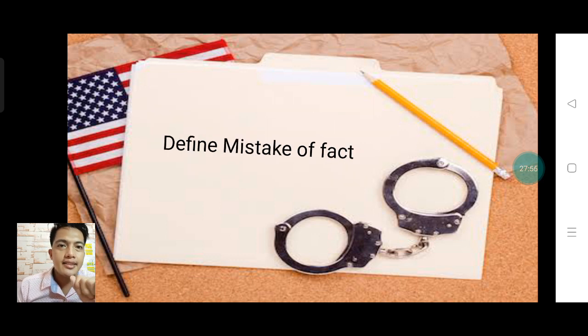Next, what is mistake of fact? But before we define mistake of fact, we should first distinguish mistake of fact from ignorance of the law, because you might be confused about the difference between ignorance of the law and mistake of fact.